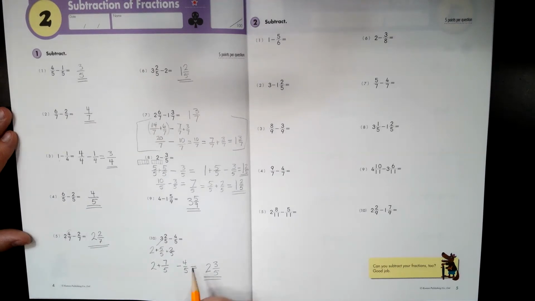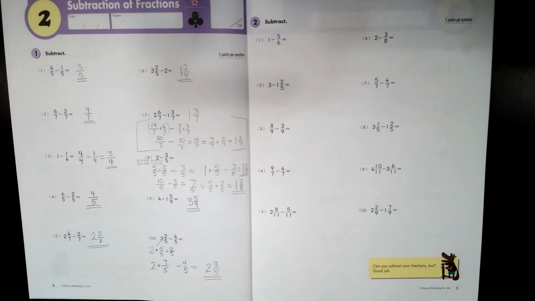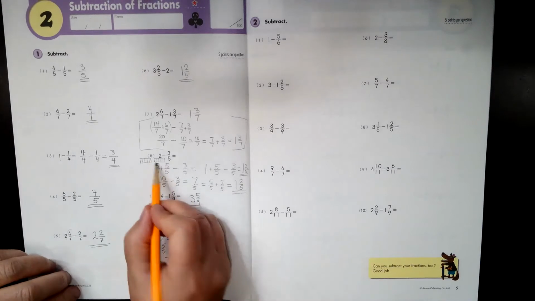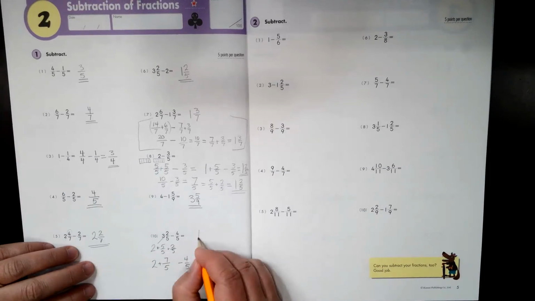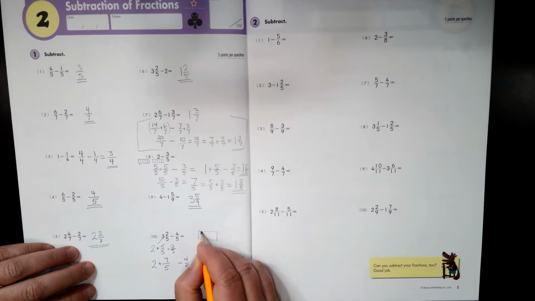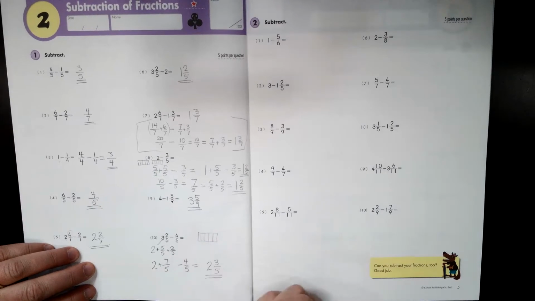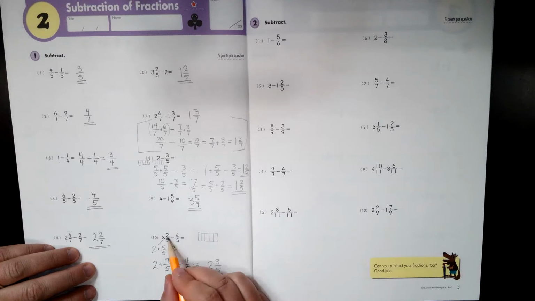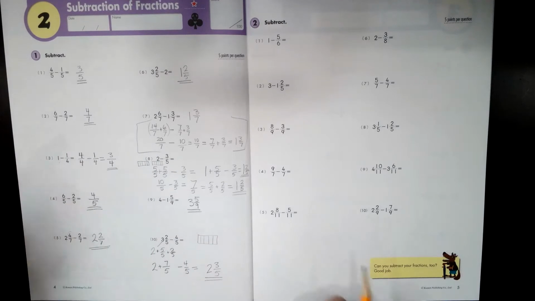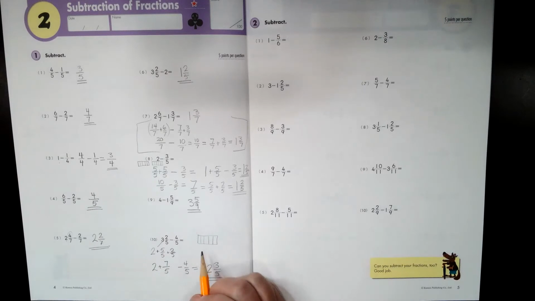If this is still tricky for you, if you don't know how to do this work, then it's time for you to get out some little scraps of paper and start drawing some models to help you. So you might say, okay, I need a picture of something broken into 5 parts. 1, 2, 3, 4, 5. So I can see here that I need to take away 4 fifths, but I only have 2 fifths. That's a problem, right? So that's something that you can start seeing if you draw little picture models.